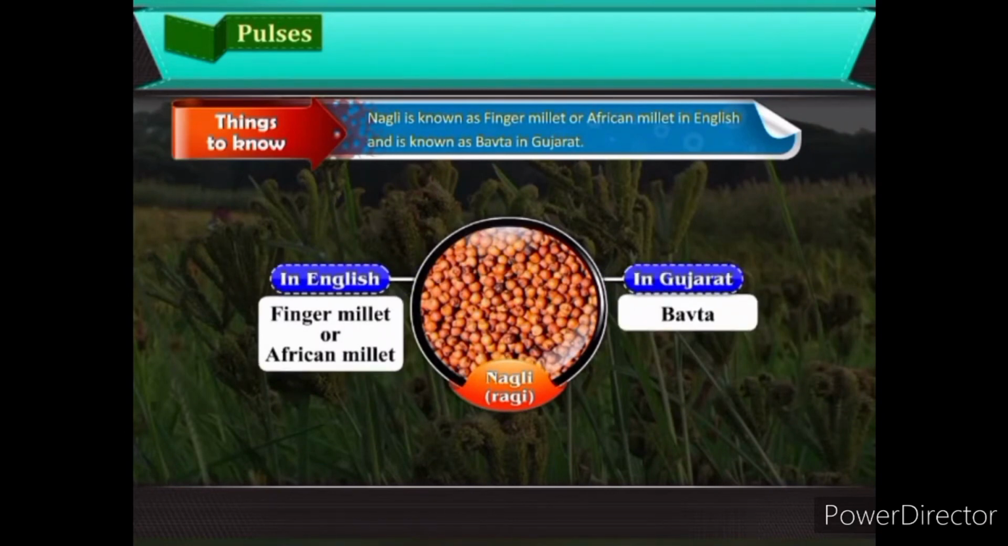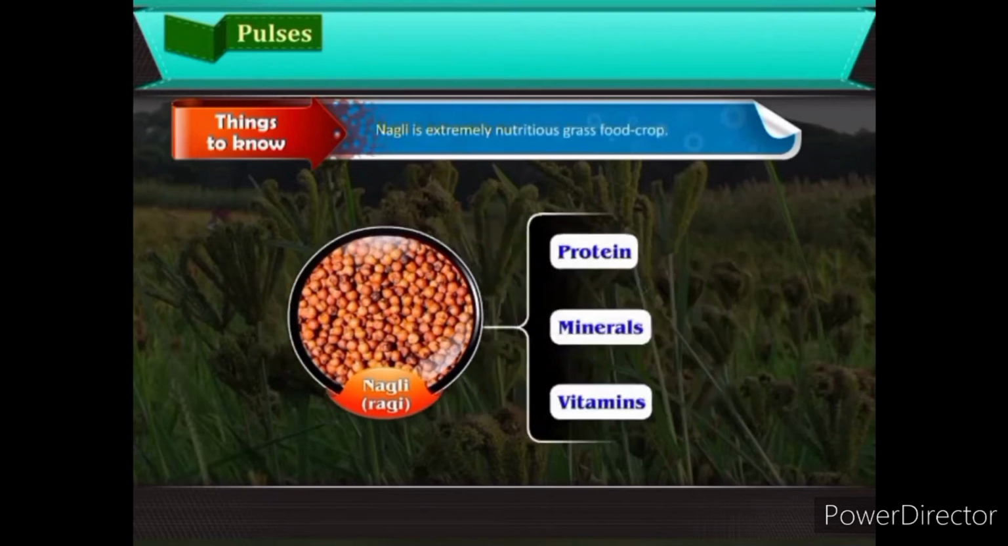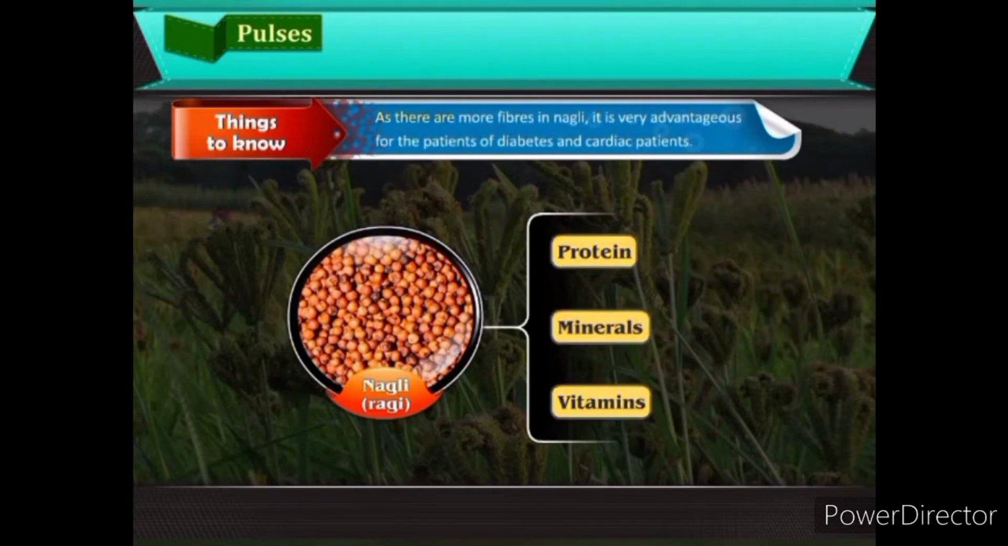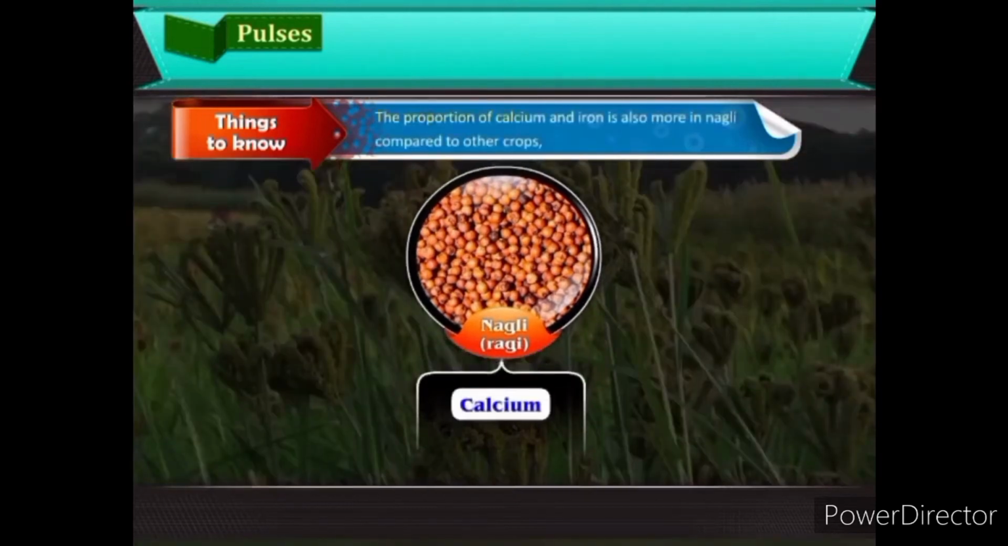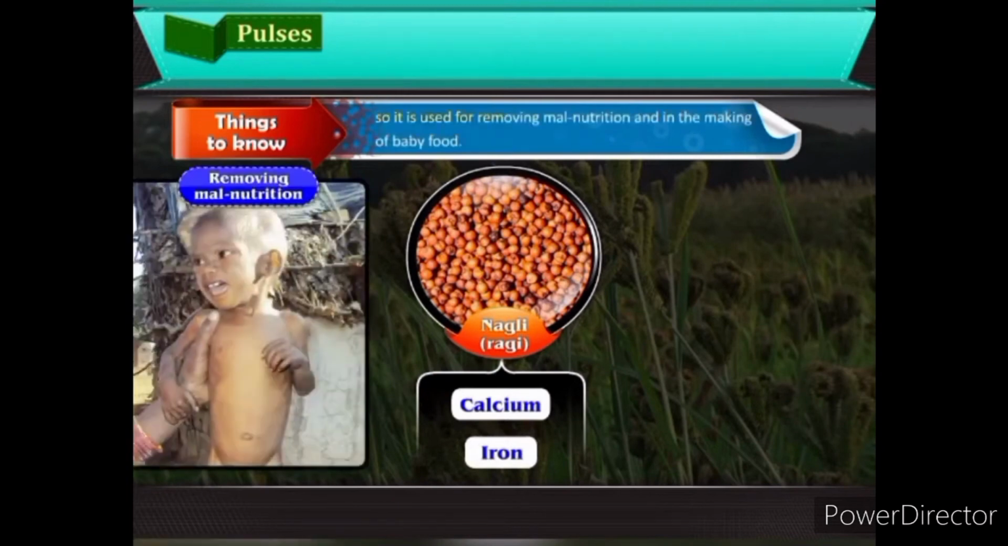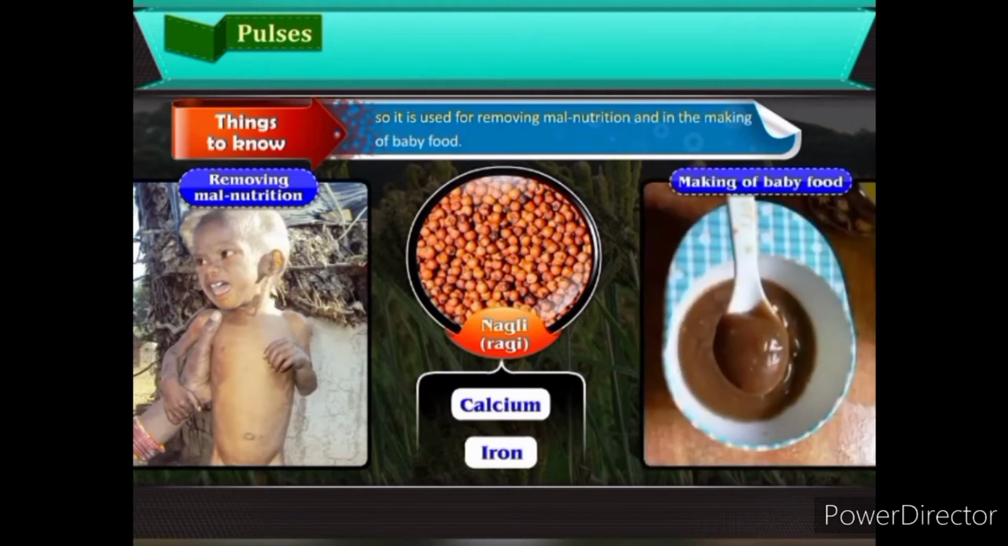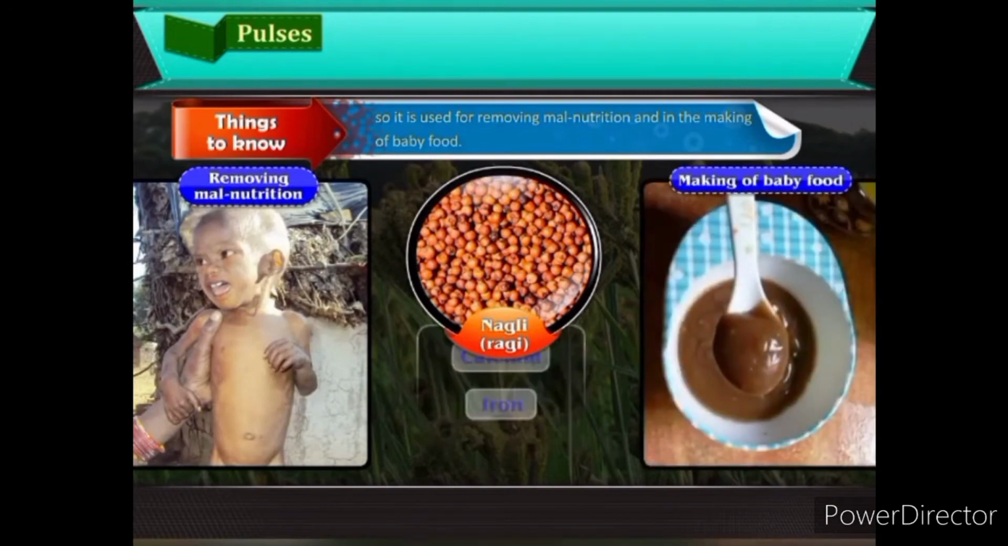Nagli is known as finger millet or African millet in English and is known as Bhavta in Gujarat. Nagli is an extremely nutritious grass food crop. There is more protein, minerals and vitamins in its grain. As there is more fiber in Nagli, it is very advantageous for patients of diabetes and cardiac patients. The proportion of calcium and iron is also more in Nagli compared to other crops. So it is used for removing malnutrition and in the making of baby food.